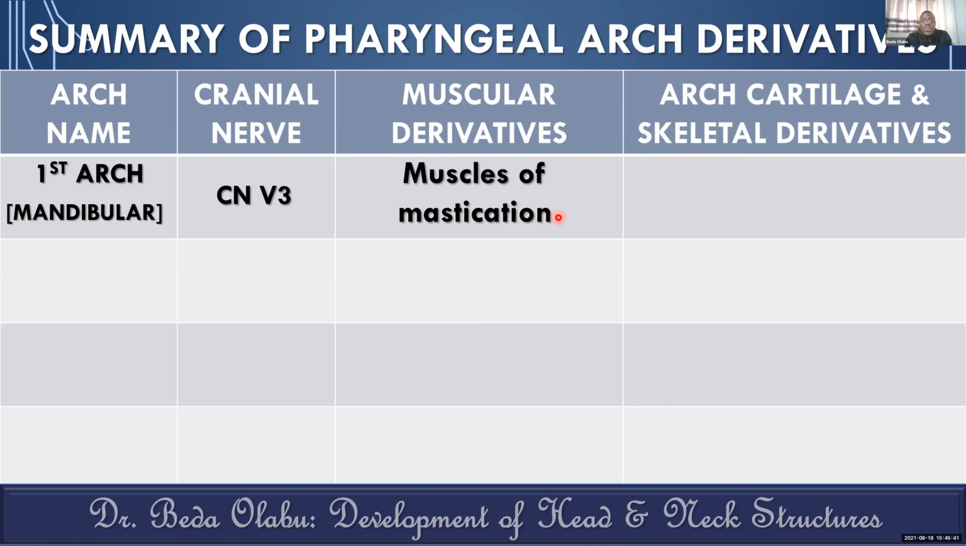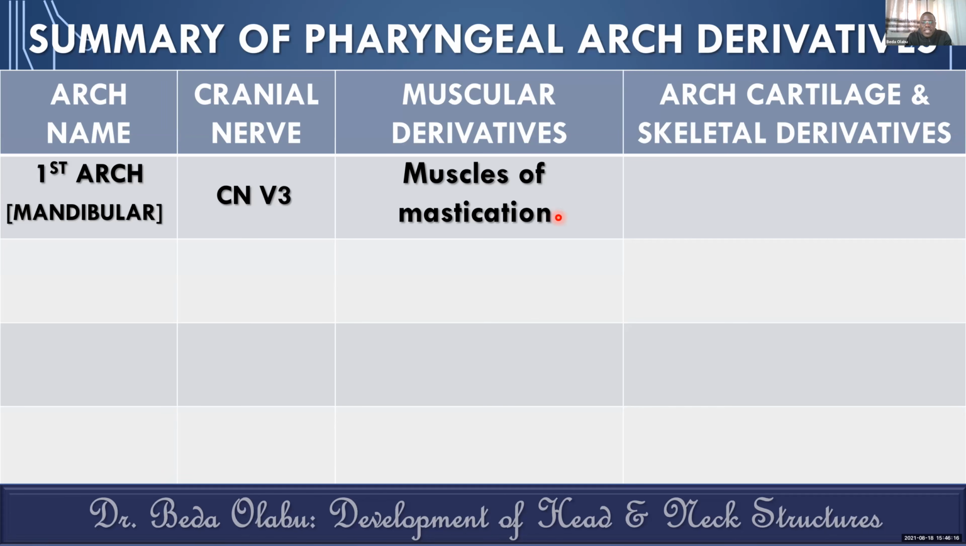However, apart from those four principal muscles of mastication, and remember, muscles of mastication are muscles which move the mandible, so they help in chewing, there are also other musculature which are derived from the first pharyngeal arch, and we can still name them as well. So we have the anterior belly of the digastric muscle. It is also derived from the first pharyngeal arch.